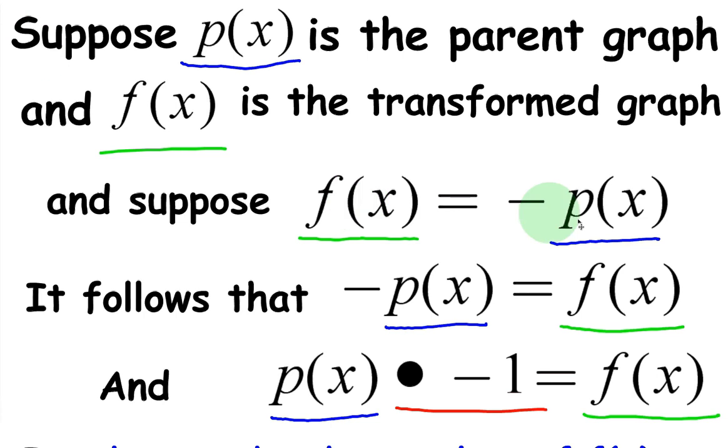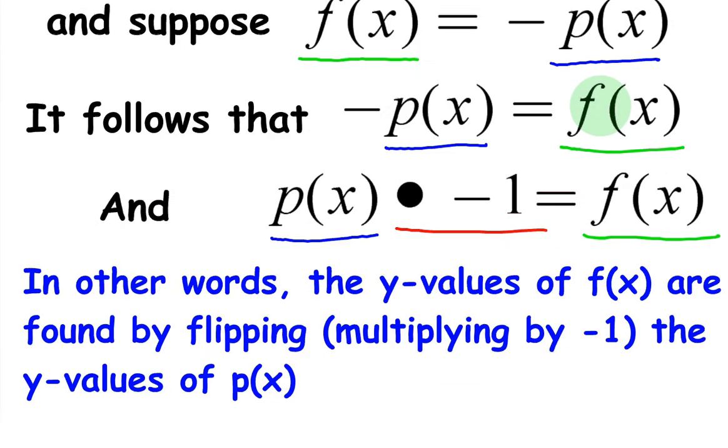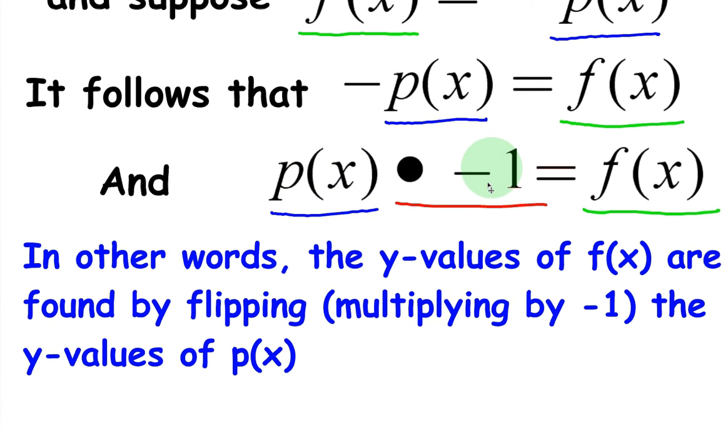You're making the function value negative. Here's a very simple proof. Suppose f of x equals negative p of x. It follows from flipping the equation that negative p of x equals f of x. And therefore you can just take p of x and multiply by negative 1 to get your f of x value, your function, your f y value.